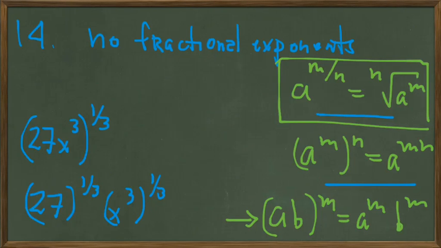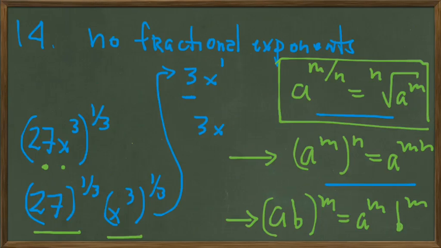So it is the factor 27 raised to the 1/3 power and the factor x cubed raised to the 1/3 power. And now we're going to use the a to the m to the n and combine exponents. So 27 to the 1/3 means cube root of 27, so that is 3. And x to the third to the 1/3, we multiply the exponents and get x to the first.